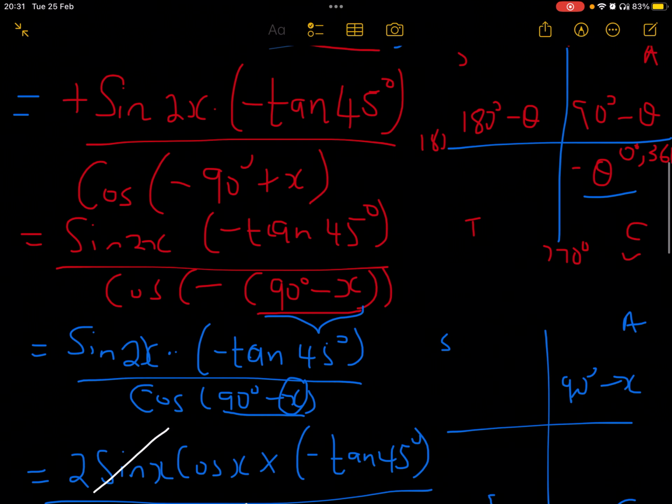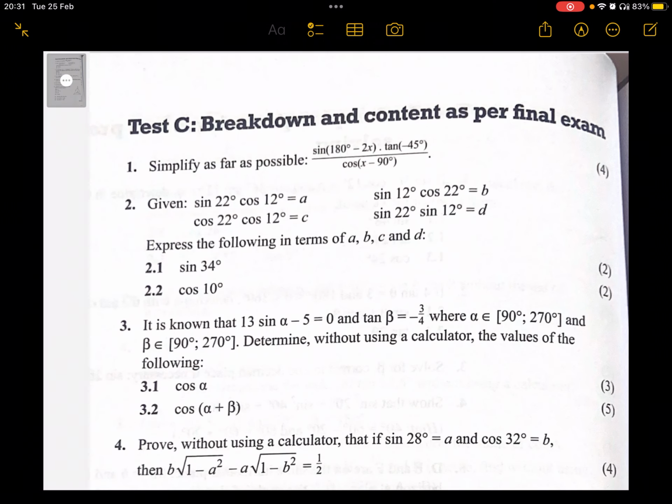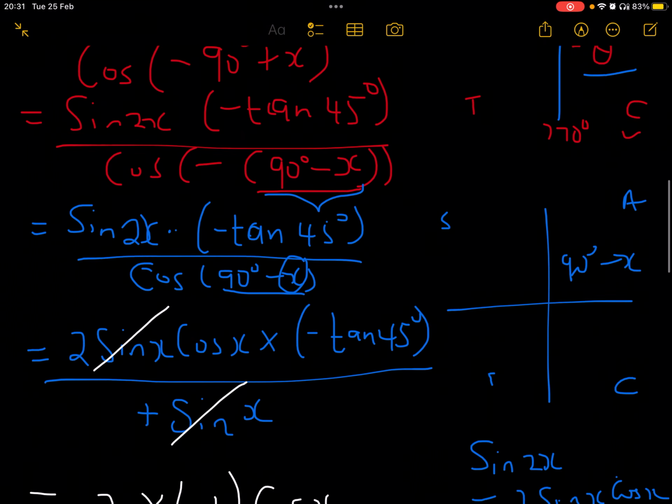Right, back into our question. Number 3, it is known that 13 sine alpha minus 5 is equal to 0 and tan beta is equal to minus 3 over 4, where alpha is between 90 degrees and 270 degrees and beta is in the same interval, 90 to 270. Determine without using a calculator the values of the following: cos of alpha and cos of alpha plus beta. Alright, let's see how we break that down.